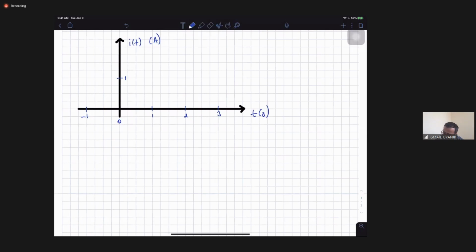So let's say this is the current profile we are applying to this inductor. It stays constant all the way until 2, and then it drops back to 3. So imagine this is the current as a function of time for an inductor, and let's say this inductor is 3 henries. Can someone help me plot what the voltage graph will look like? By the way, I should write this equation here so that we can remember the relationship between current and voltage. Is there any volunteer that can help me plot this?